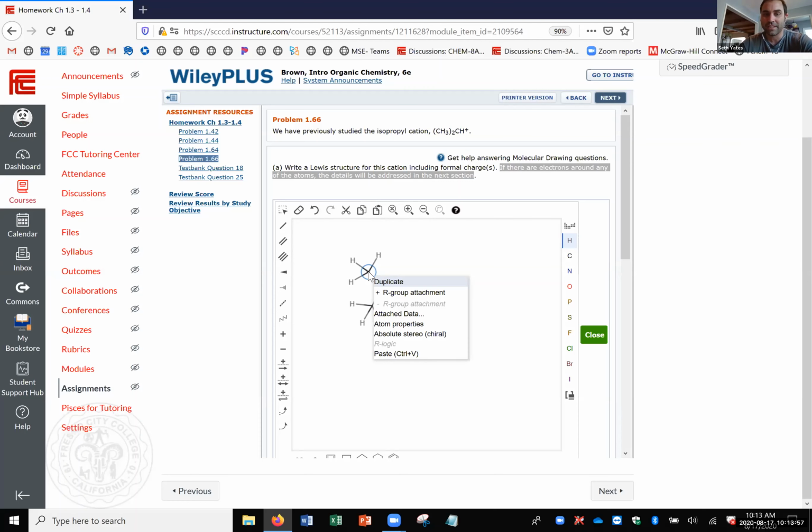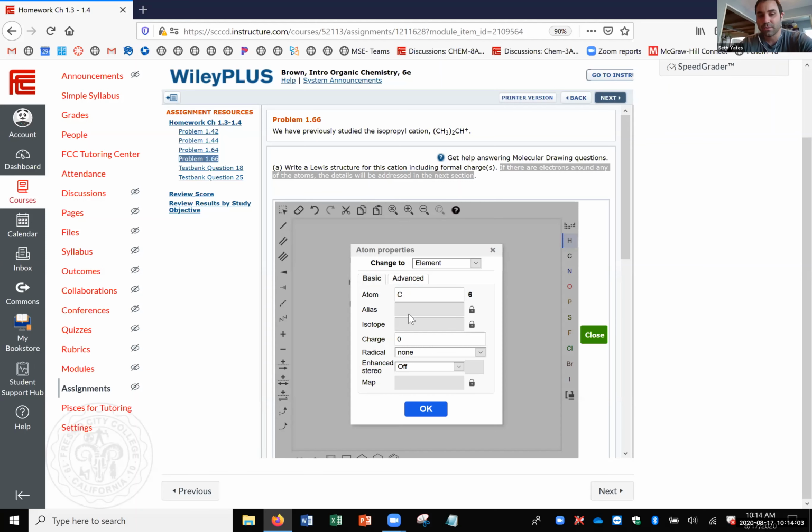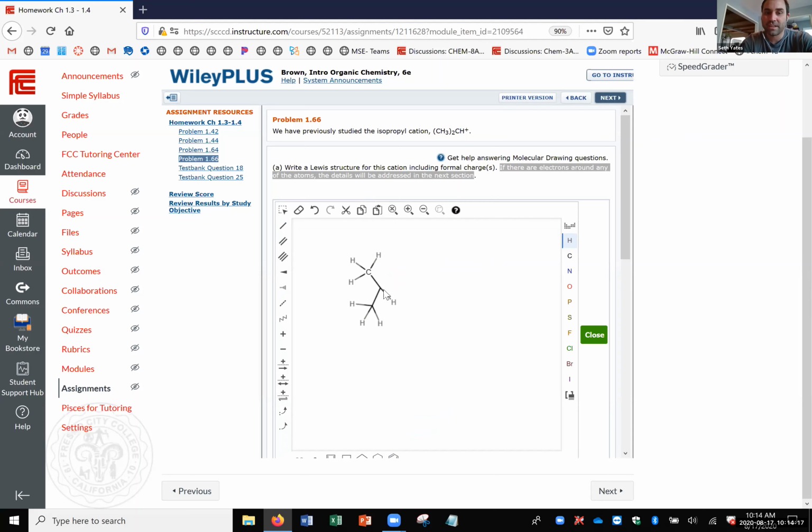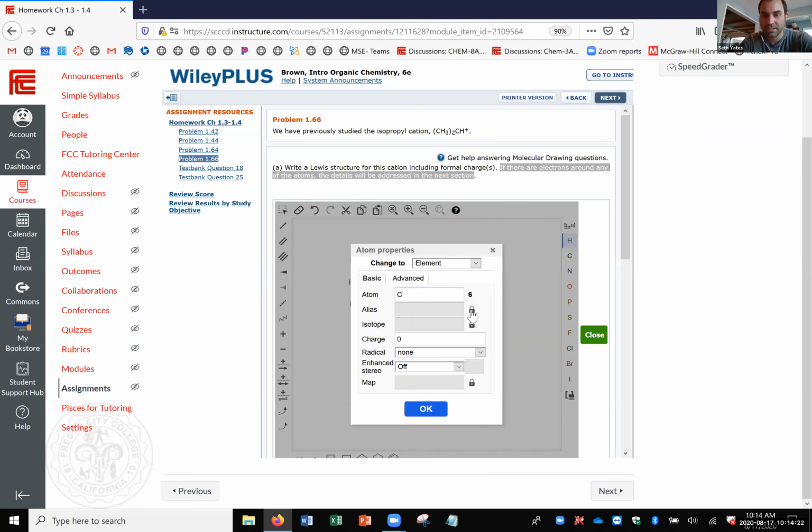You have to right click to bring up the context menu, and then go to atom properties. And if there's another way to do this in this version of Marvin, I don't know how. So this is the way I'm showing to do it. Alias is what it's actually going to display there. So just click unlock for that cell and put a C there. Say okay, and you're just going to have to go 1 carbon at a time, unlock atom properties, unlock alias, type a C there. Okay.